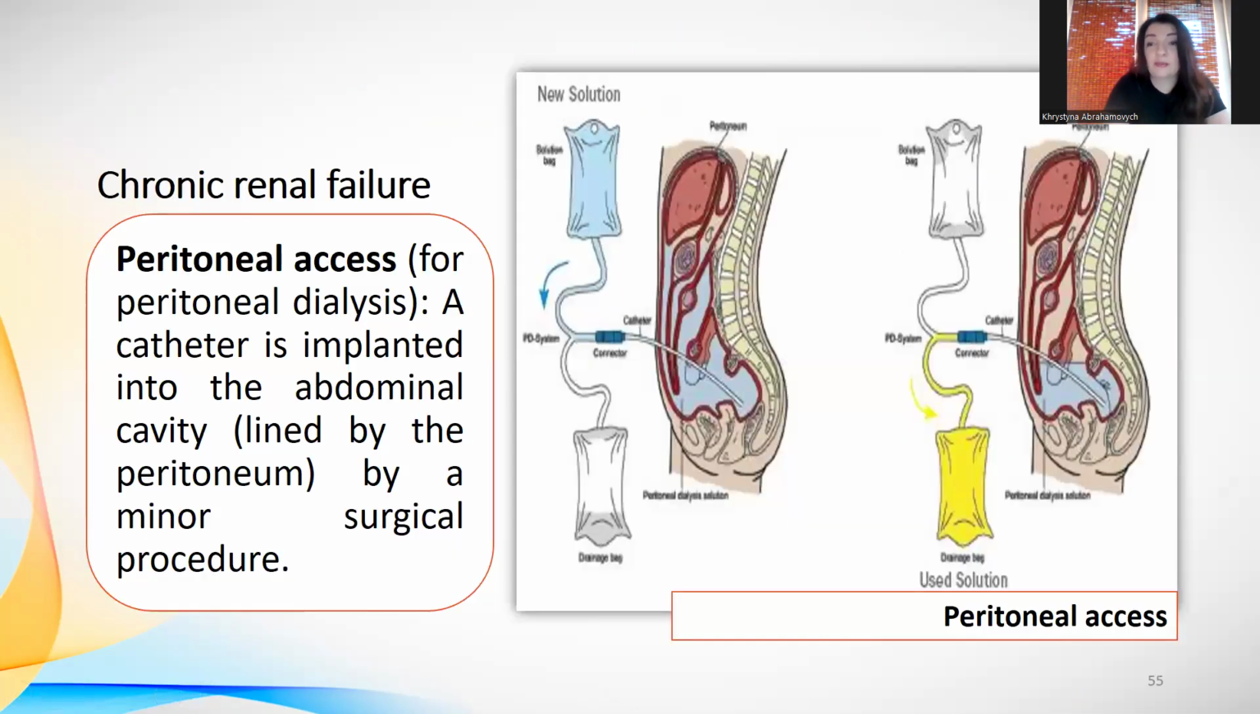Next option is peritoneal dialysis. Yes, your patient will not need to go to the hemodialysis center for treatment. And peritoneal dialysis also must have some access. So a catheter is implanted into the abdominal cavity, lined by the peritoneum, by a minor surgical procedure. But again, it may cause a lot of problems and mainly infection.